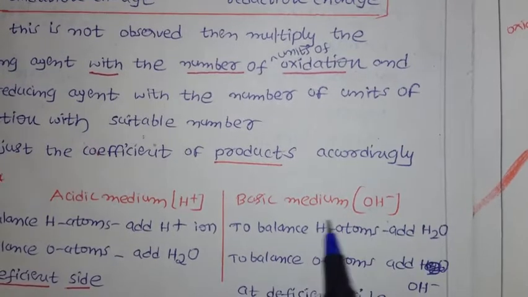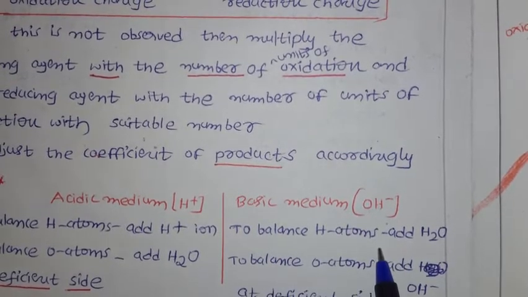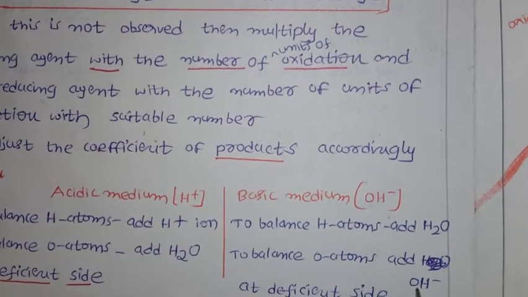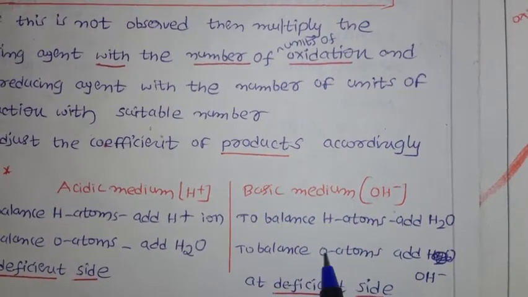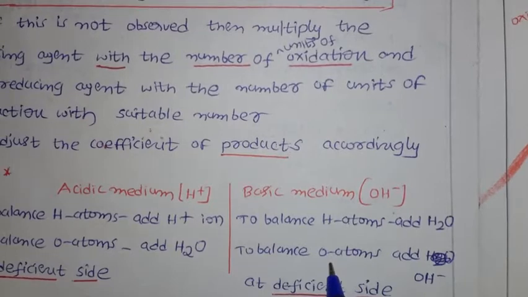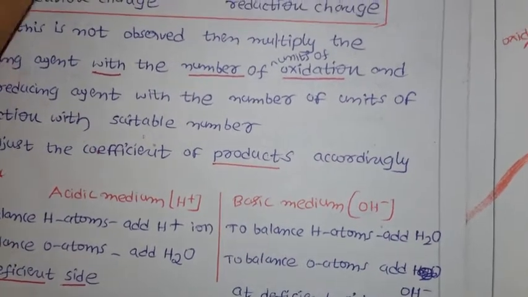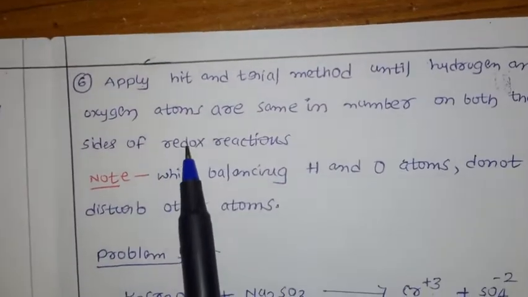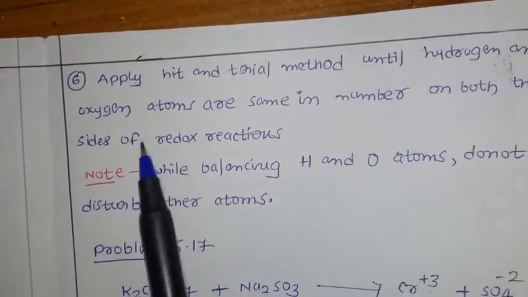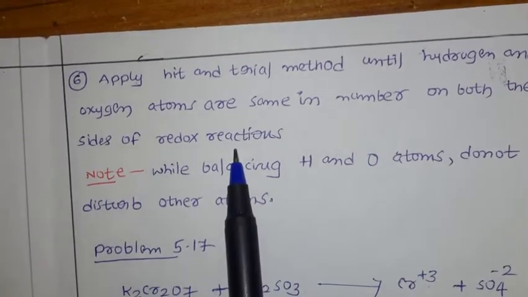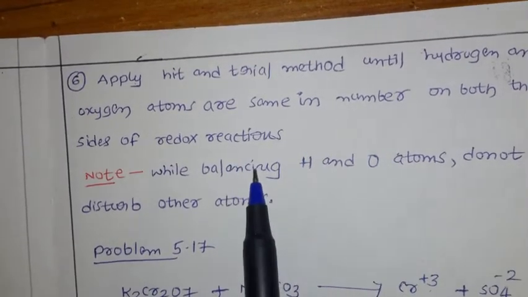Now, in basic medium, to balance the hydrogen atoms, you have to add H2O. To balance oxygen atoms, we have to add OH-. You should be very careful in acidic medium and basic medium, for balancing the hydrogen and oxygen, on which deficient side you have to add. After that, apply hit and trial method until hydrogen and oxygen atoms are the same in number on both sides of the redox reaction.